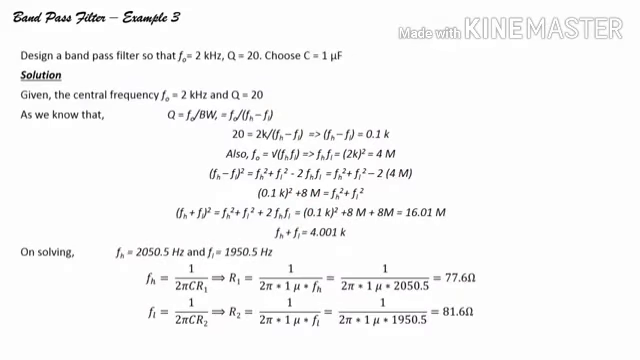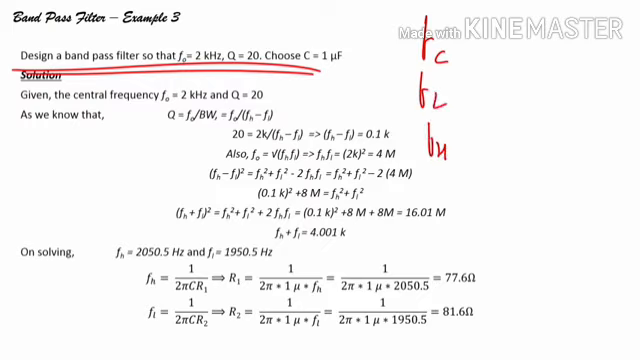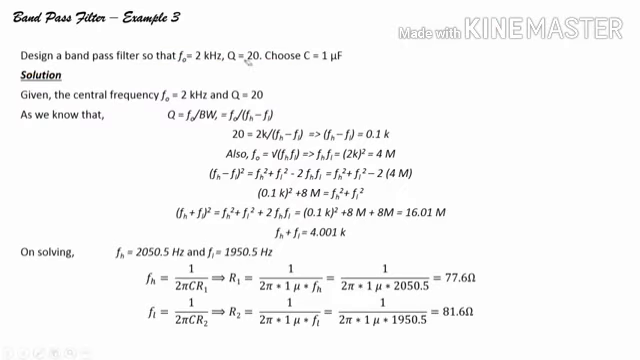Then let us do one more problem. Design a band pass filter so that FO equals 2 kilohertz. You see different ways of putting things. Some people say FC, some say FL, FH, some say FO, right, it does not matter, do not worry about it, never get confused with this kind of terms. So, we know FO is 2 kilohertz, quality factor 20, C equals 1 microfarad.